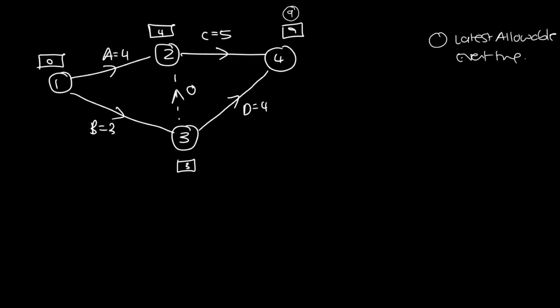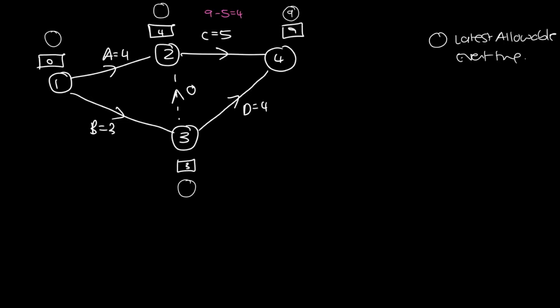Now we're going to work backwards and figure out the latest allowable event times for all these events so that we don't stop being on schedule. So we have to look at the activities and the event times and figure out what's the leeway between them. We're going to start off with this 9 and work backwards. So we have 9 minus 5, and that gives us 4.